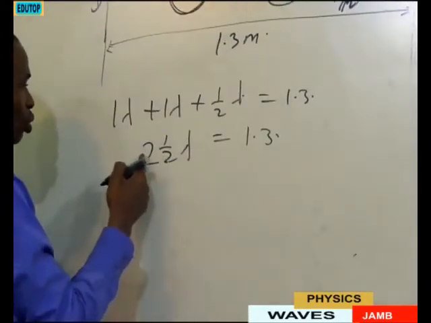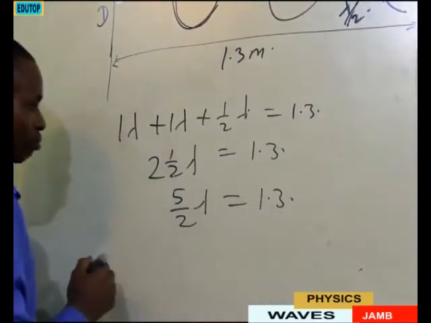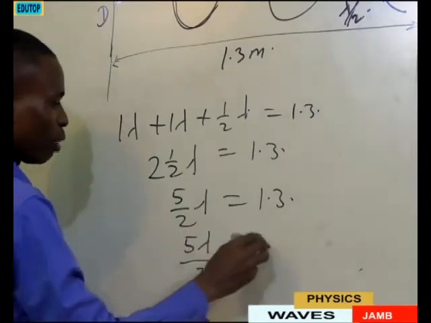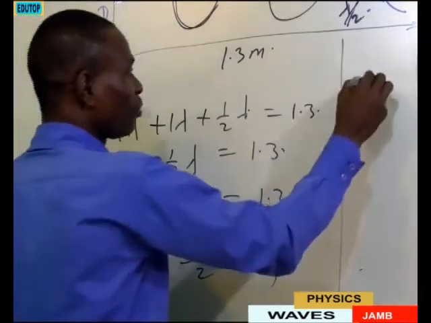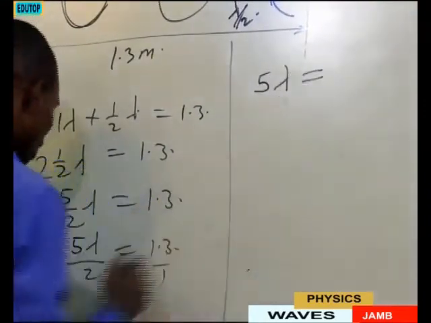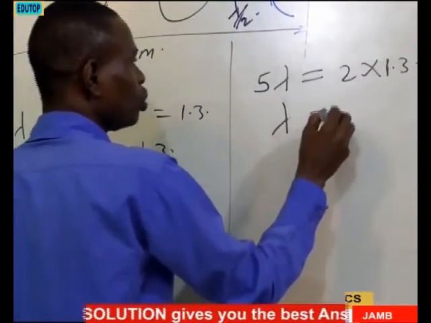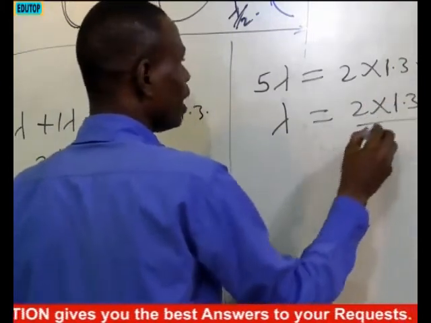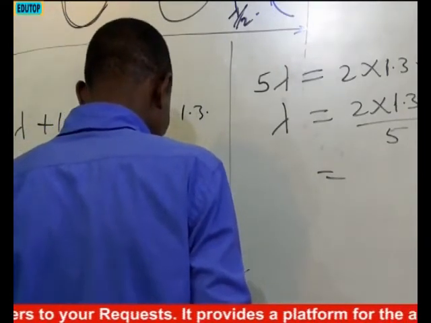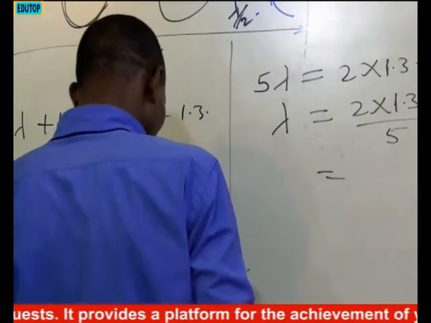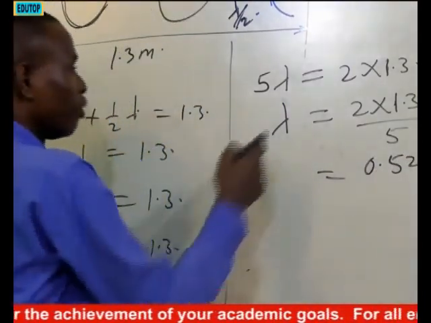And this is 2 times 2, 4, plus 1. This is 5 over 2 wavelengths is 1.3 over 1. If we continue, we are going to have 5 wavelengths to be equal to 2 times 1.3. So that wavelength will be equal to 2 times 1.3 divided by what? 5. So let's look at what will be the value of that. 2 times 1.3, divided by 5, that is 0.52 meter, and that is the value of wavelength.